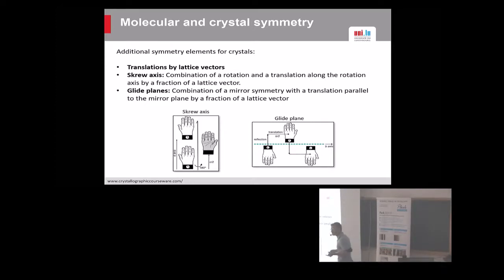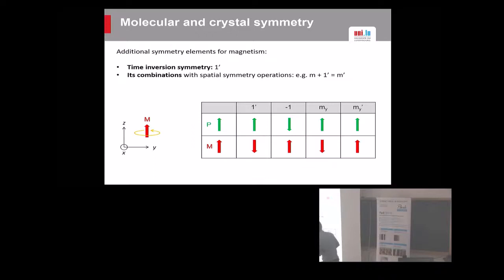If in addition to that you want to take into account magnetism, this is the only slide about magnetism. I'm not going into detail at all because there's already enough to chew. But let me just mention this. You want to add one extra symmetry operation that is usually called time inversion symmetry, which you write 1 prime, and whose action is just to flip the magnetic moment up and down. So it's like the inversion for a polarization, but it reverses the magnetization. And then you may combine this with all the other symmetry operations that you have.